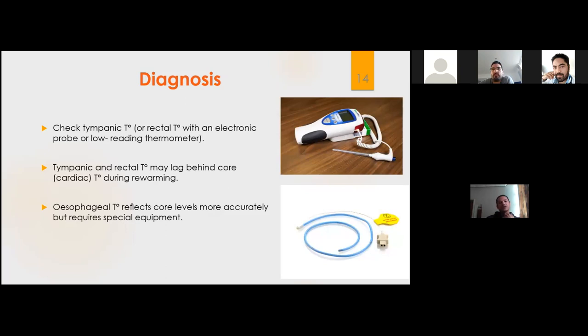What are the diagnostic measures of hypothermia? We can diagnose hypothermia with a tympanic membrane thermometer. Usually it is recommended to use a rectal temperature with an electronic probe or a low-reading thermometer.